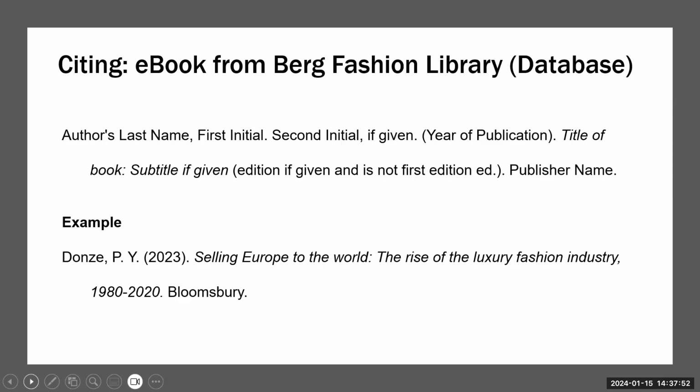For that particular ebook, I've given the example underneath: Dawn's, comma, period, P period, Y period, 2023 period, Selling Europe to the World: The Rise of the Luxury Fashion Industry, 1980 to 2020, and it is Bloomsbury. You'll notice the italics. You'll notice that after the colon, there is no capitalization other than the first word. And of course, anything that's a proper name is also capitalized.